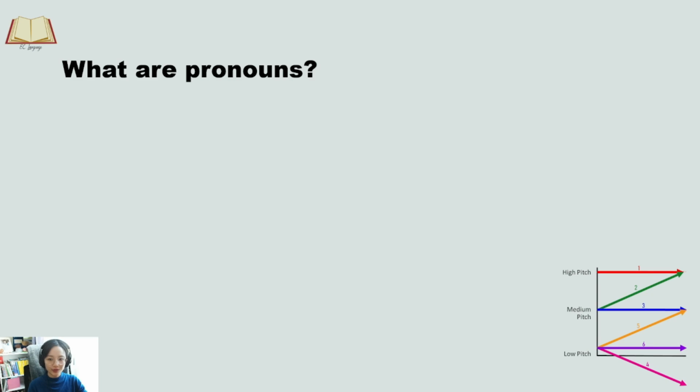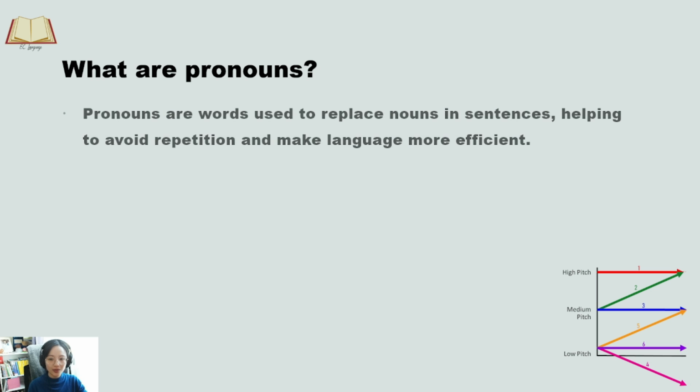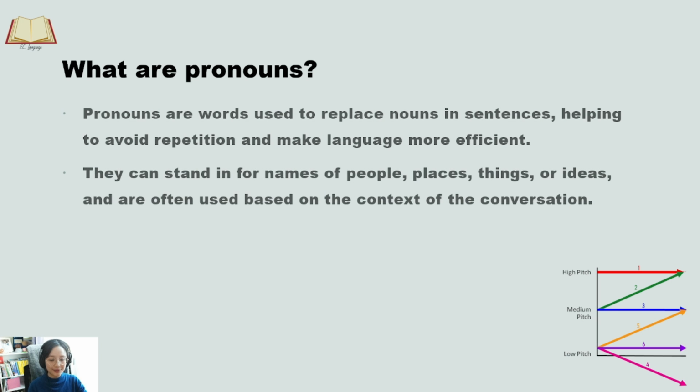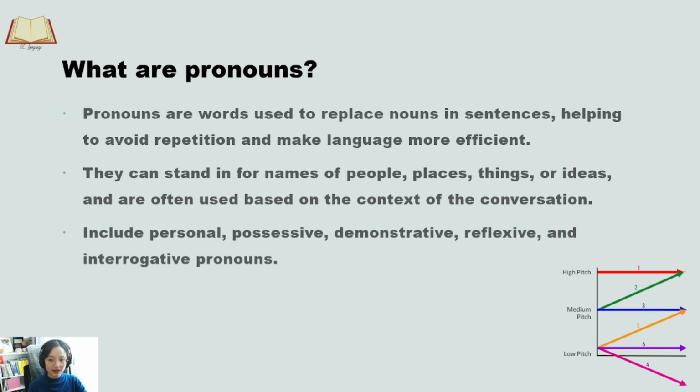Now let's first discuss what pronouns are, what they do, and what their function is. Pronouns function in a pretty similar way throughout all languages, whether that is Cantonese, Mandarin or even English. They are words that are used to replace nouns in sentences, which helps to avoid repetition and makes our language more efficient. They can stand in for names of people, places, things or even ideas, and are often used based on the context of a conversation. They include personal, possessive, demonstrative, reflexive, and interrogative pronouns.